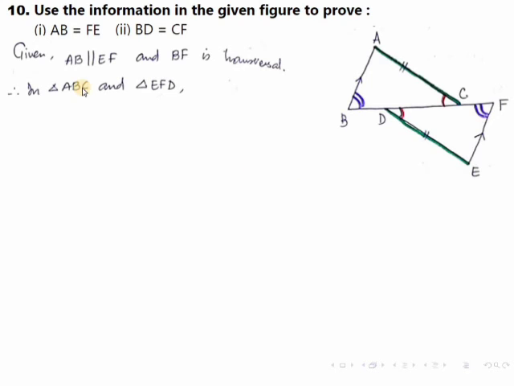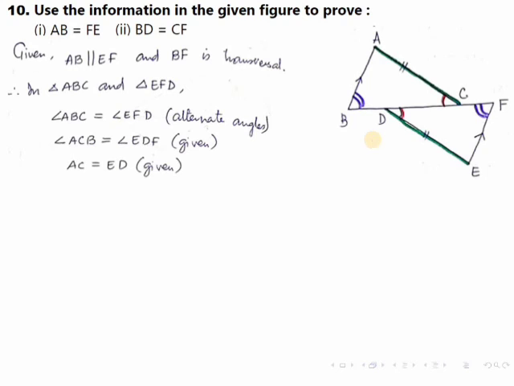Okay, so in triangles ABC and EFD, we have angle ABC equal to EFD, and this is happening due to the alternate angles. One angle is given to be equal, that is this angle is given, and one side is also given. So this side is given to be equal to this side. So what is happening here? Angle side is happening, angle side is happening. So that's why using AAS we have triangle ABC congruent to triangle EFD.